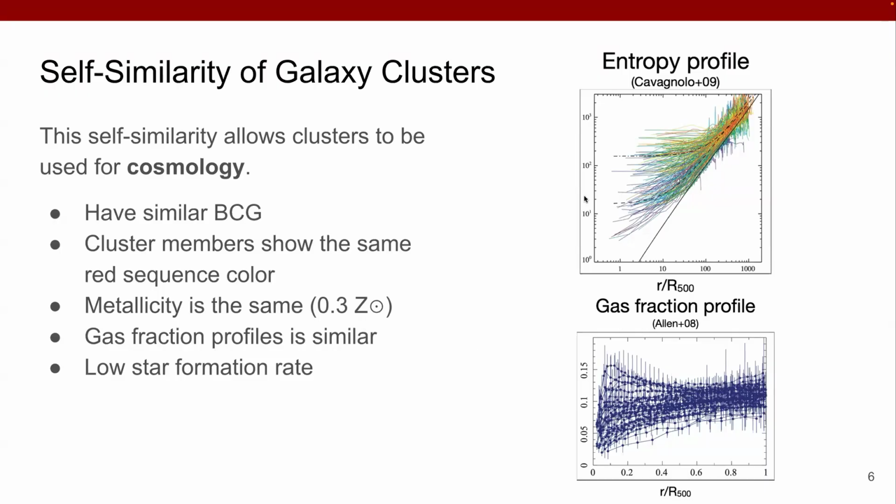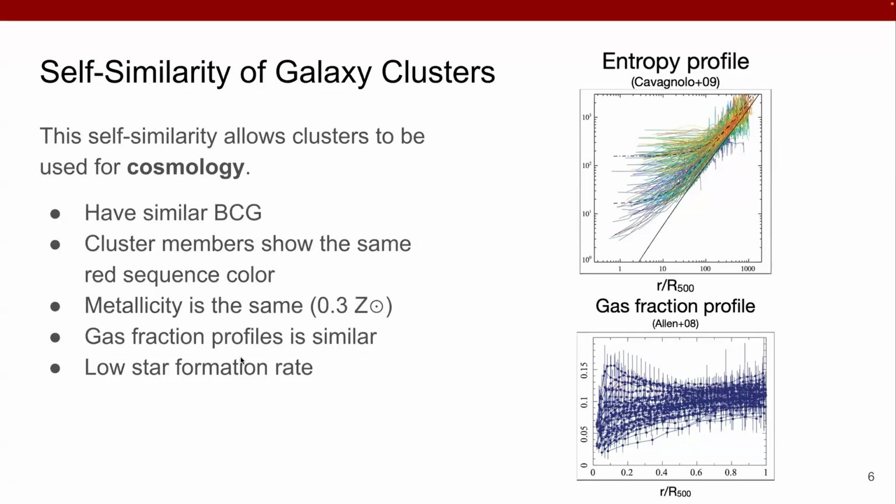And then the gas fraction profile is also very similar. So basically, the amount of gas divided by the total mass is pretty much constant out to the outskirts here, and it looks pretty much the same in almost every galaxy cluster. And the last one is that almost all the BCGs have a very low star formation rate. Typically about 1 solar mass per year is the star formation rate of these BCGs.